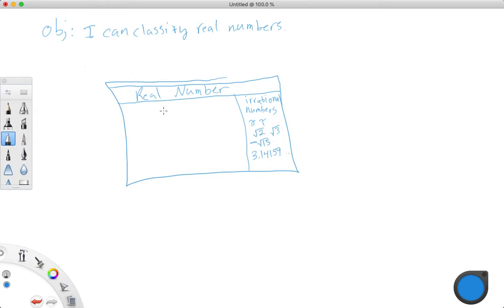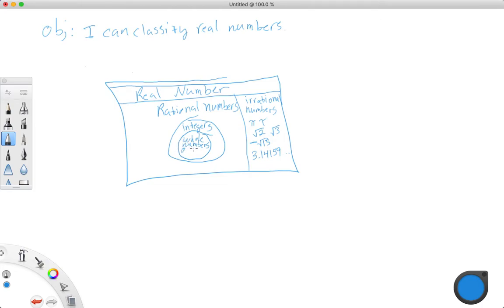Over on this side we have rational numbers. We talked about how there are different kinds of rational numbers, or different ways of identifying them. Within rational numbers, we also have what are called integers. And within integers, we have our whole numbers. Our whole numbers are our positive counting numbers, including 0.